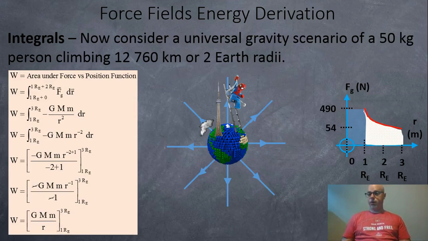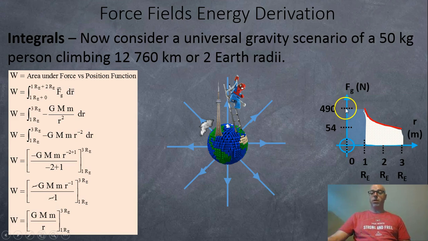So that worked in a simple situation. How about now using universal gravity? For example, what if Spider-Man climbed from the surface of the Earth all the way up a big space ladder, which is 2 Earth radii high? So we're going to go from 1 Earth radius, the surface of the planet, to 3 Earth radii on a ladder which is 2 Earth radii high. We know on the surface Spider-Man has a weight of 490 newtons. And if we triple our distance from the Earth, it's going to be 1/9 of the force of gravity. So 1/9 of 490 is 54 newtons.